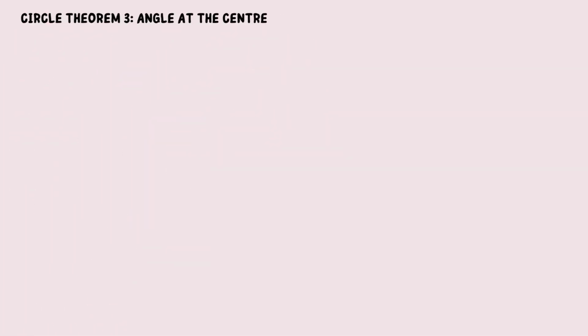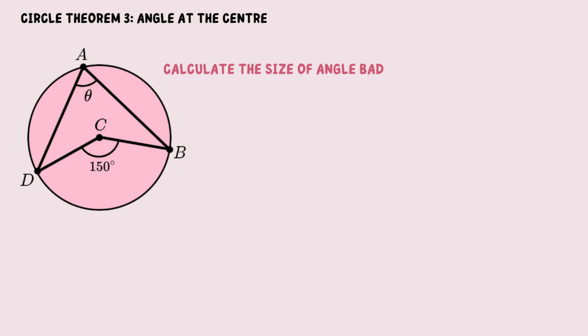Now let's move to problem number 3. The figure given shows a circle with center C. BD forms an arc on the same circle. The arc BD subtends an angle at the center, which is BCD. The value of BCD is 150 degrees. We are supposed to find the value of angle BAD.